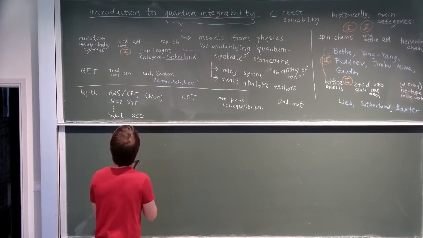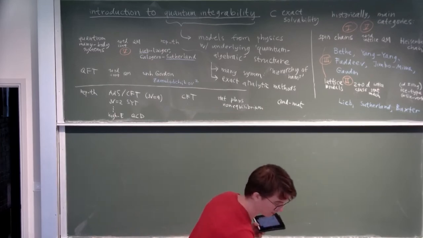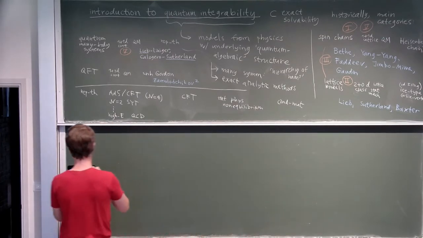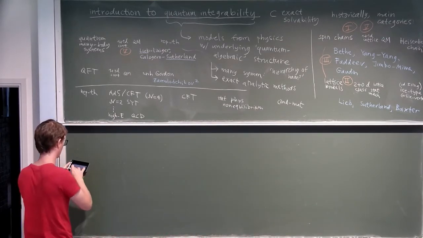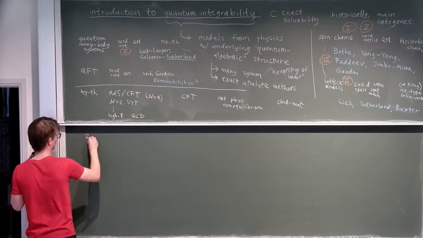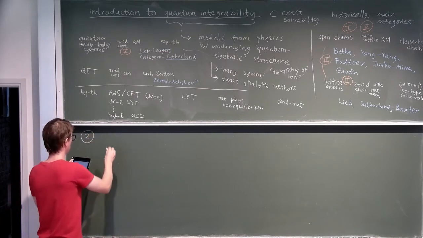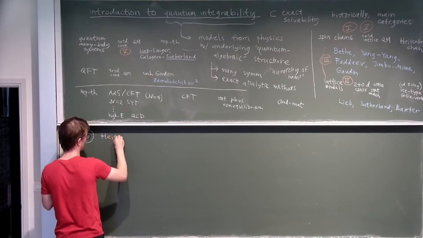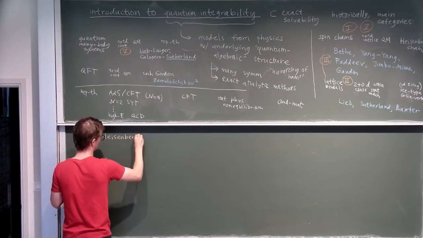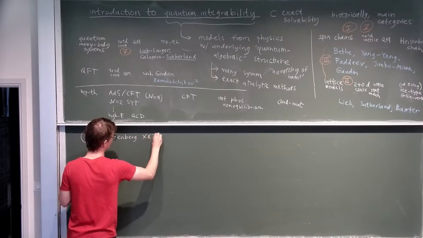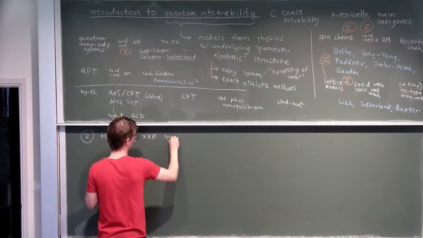Okay, so that was section one, the introduction. So now we will go to more real things. Now we're going to think about the Heisenberg, and to be precise, XXZ spin chain.